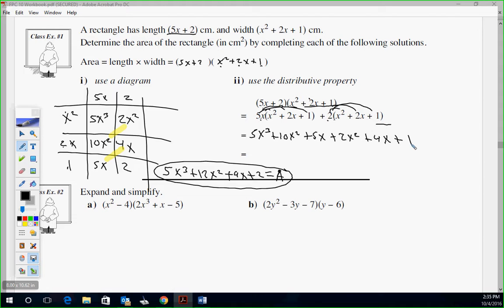There is no other x cubed, so I just write my 5x cubed again. 10x squared and 2x squared is 12x squared. 5x and 4x is 9x. And then the 2, like you guys just said. And you can see there's the same answer.